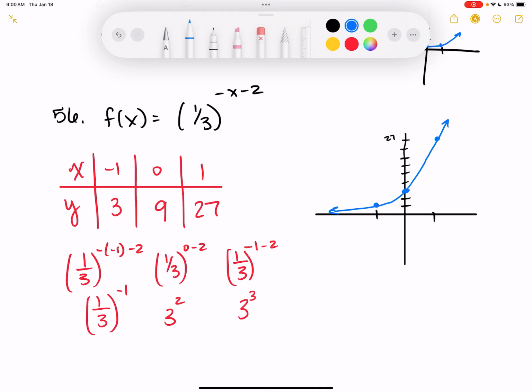Any questions about the graphing problems? Are we okay on that?